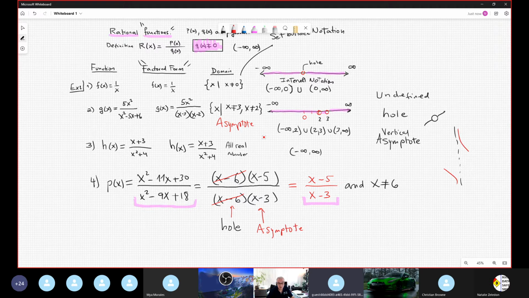Okay, and this expression is equivalent to this, but not 100%. I suppose it's 99.9%, because it's valid perfectly and easy to manipulate, but not in 6. In 6 it is undefined, because you cannot plug in 6 here. Okay, so now the idea for the hole is to be undefined.